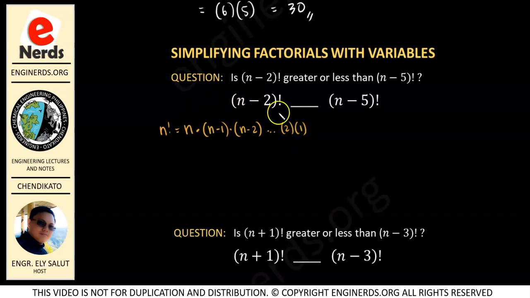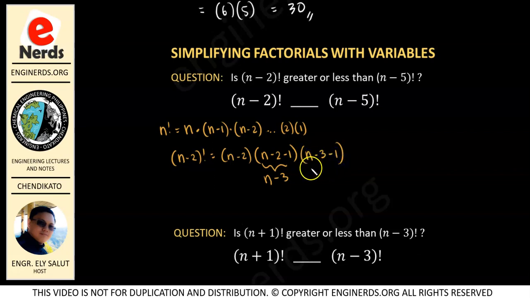So, what are we going to do if we have n minus 2 factorial? If we have n minus 2 factorial, we will have n minus 2 times n minus 2 minus 1, which is equal to n minus 3, di ba? Then times n minus 3 minus 1, which is equal to n minus 4, times n minus 4 minus 1. So, lagi mong isusubtract yung 1, di ba? Ganun ang ginagawa natin. So, this is equal to n minus 5, and so on.